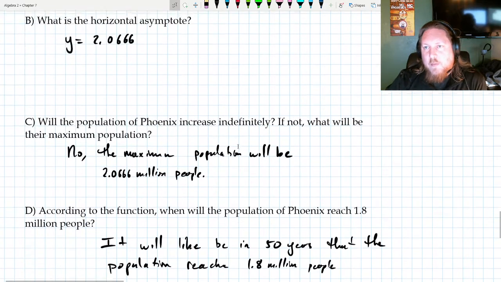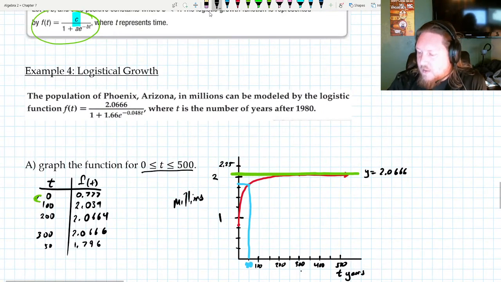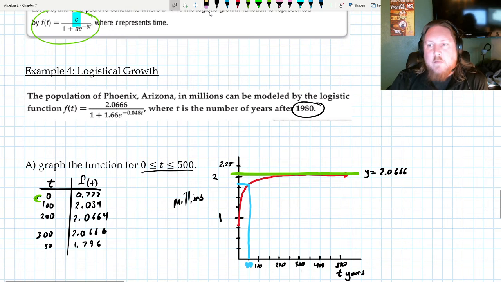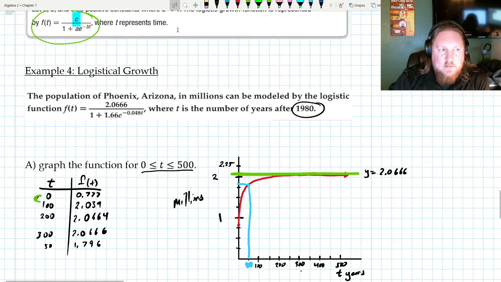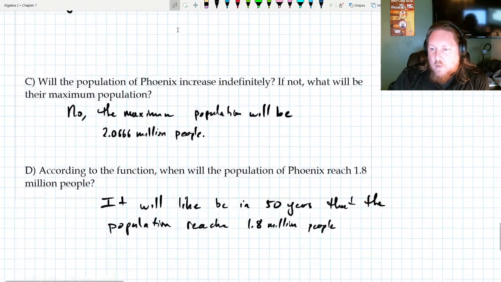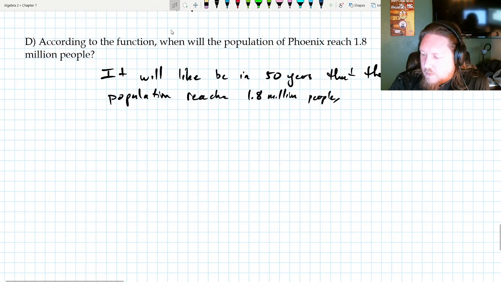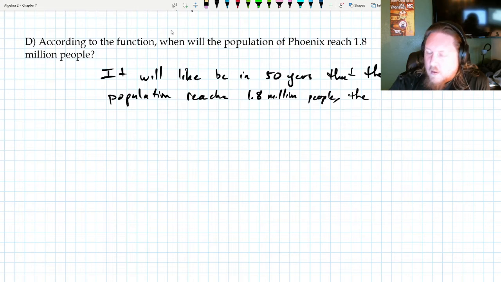Now, if you take a look here, it's 50 years. If we look all the way back in the beginning of the question, it said it's modeling it after 1980 as year zero. So that means the year 50 plus 80 is, well, 130, so 2030.